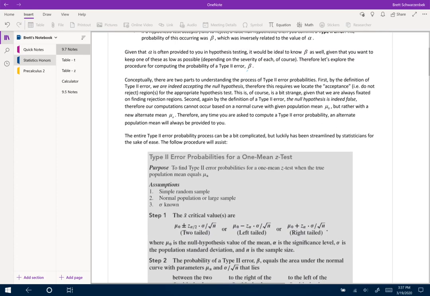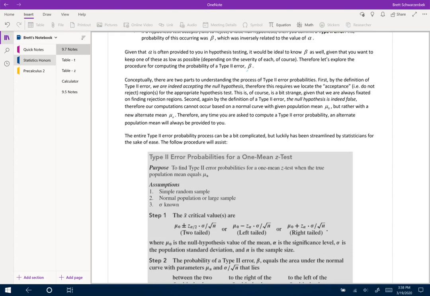So I'm just going to read this because this is a very important part of what I printed out here. It says, conceptually, there are two parts to understanding the process of type 2 probabilities. First, by definition of type 2 error, we are indeed accepting the null hypothesis. Therefore, this requires we locate the acceptance regions for a hypothesis test. Okay, so this is weird. Why? Because we're always sort of fixated on finding rejection regions. So for this scenario, we are going to need to find acceptance regions as well.